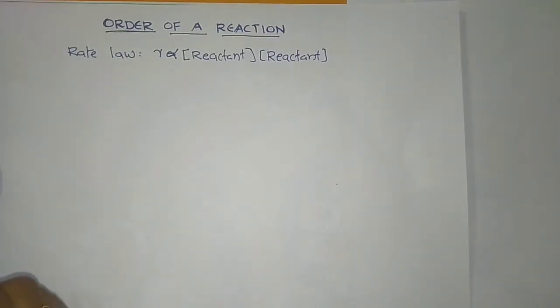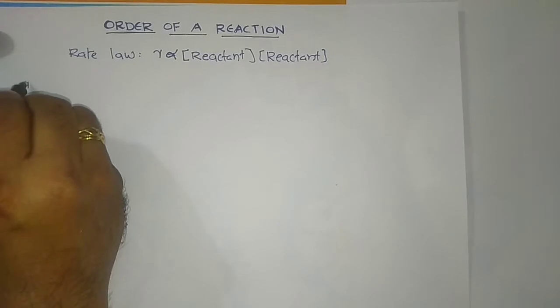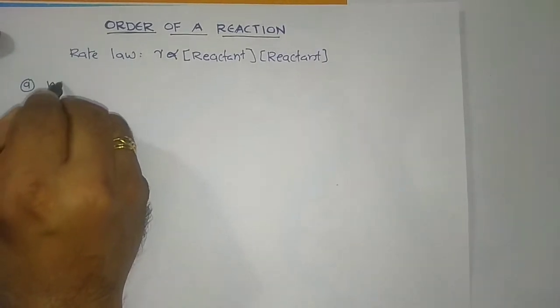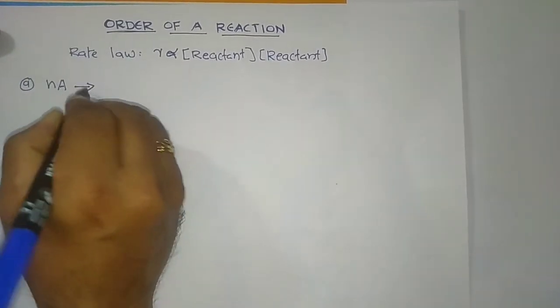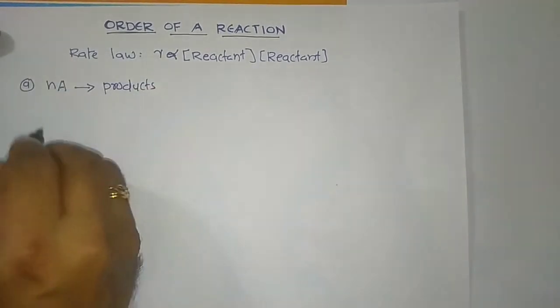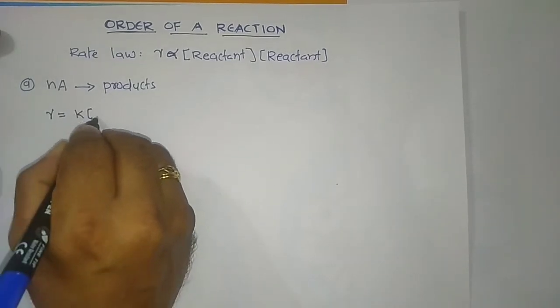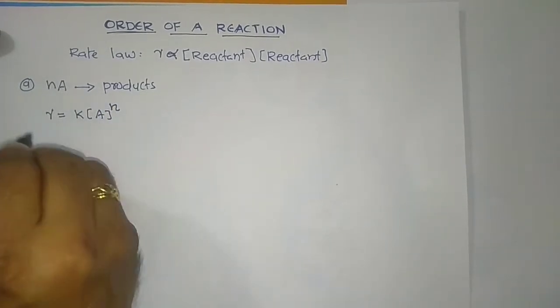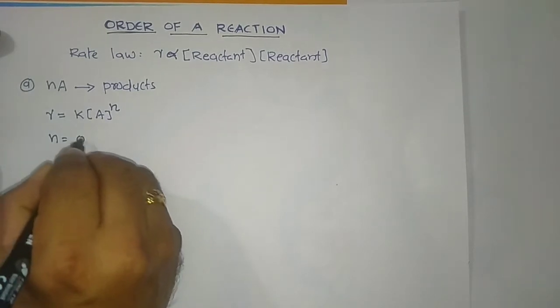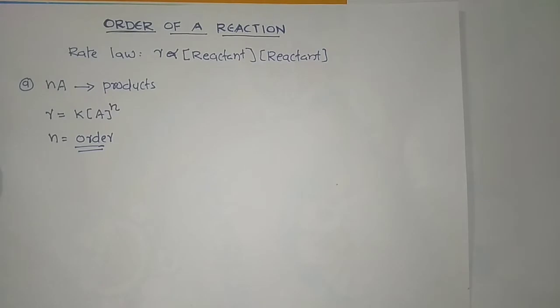So here we consider a general reaction. First we consider the general reaction nA gives products. Then according to rate law, R is equal to K into A raised to n, where n is the order. Okay, n is the order.